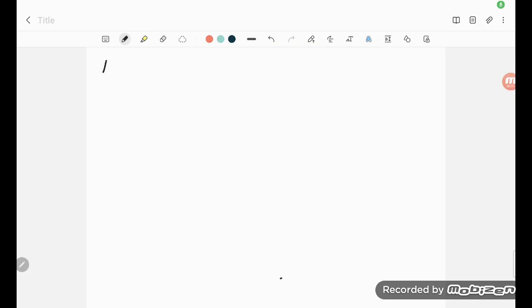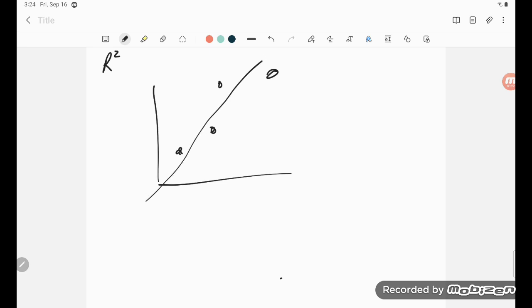Okay, let's take a look at r squared, as I got screwed up in class. So let's look at it afresh here. Again, the idea is that we have some points here. We're going to maybe fit a line to them.